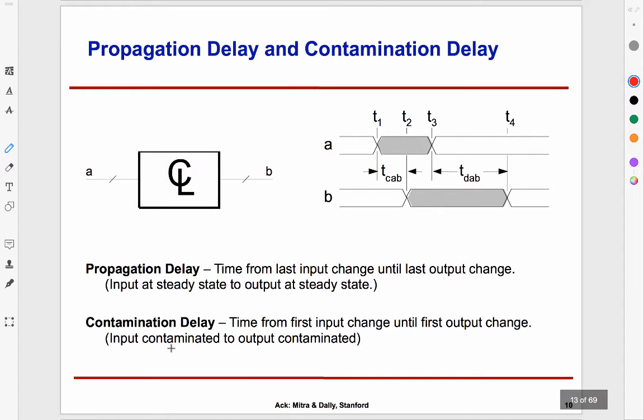Okay, so now let's talk about the delays more formally. Let's say I have a combinational logic. It takes some n-bit signal A and produces some m-bit signal B. When A changes, after some time B will change.